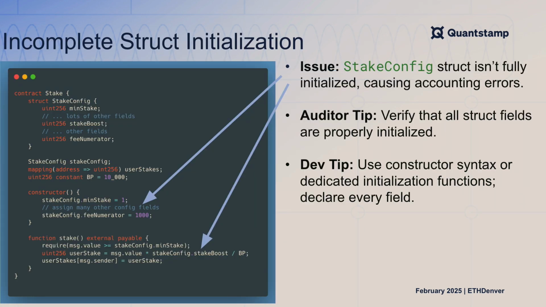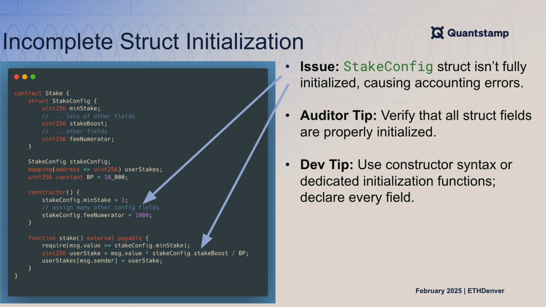Awesome. So this bug involves incomplete struct initialization, and we see this come up in our audits oftentimes in complex contracts that need to define something like a configuration struct that has many different fields. So in this contract, we have another staking contract, and in the constructor, the intent of the developer here is clearly to initialize all fields of the stake config to these default values. However, it's a little easy to detect that the stake boost wasn't assigned.